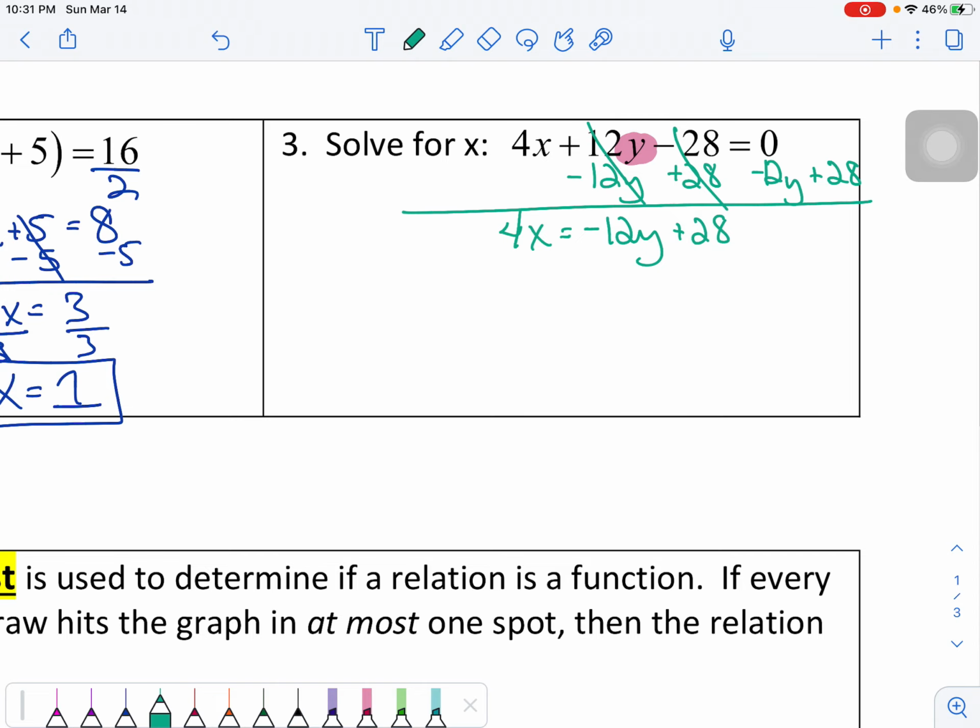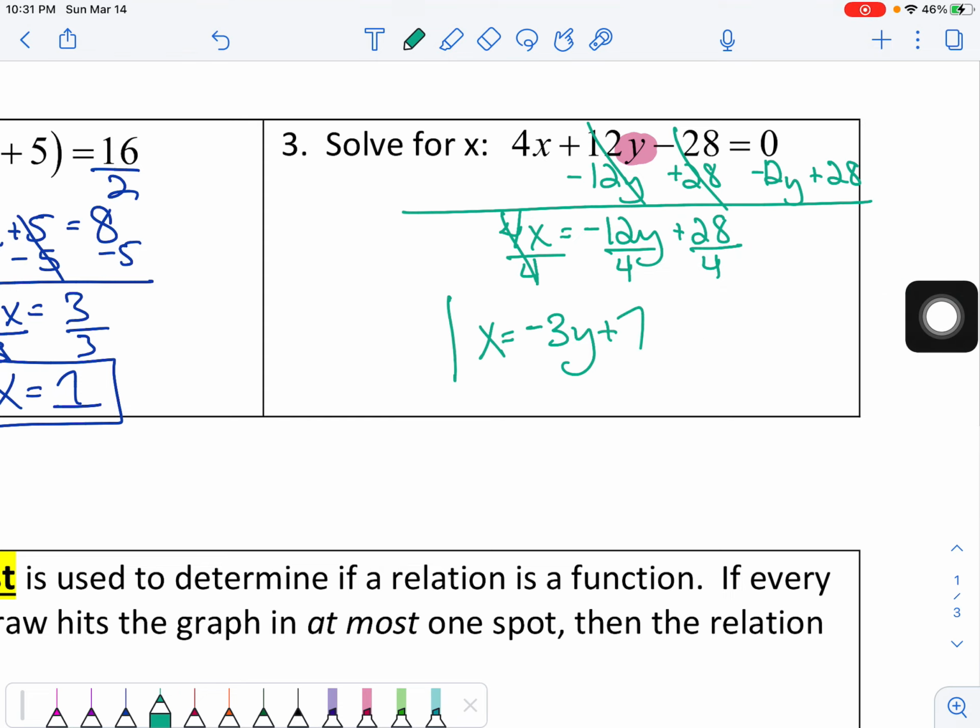Now, x is not completely solved yet because x is not by itself. So what's attached to x is a 4, and it's being multiplied, so 4 times x. So the opposite operation to multiplication is to divide. But if I divide, I need to divide everything by that 4. So let's see. Negative 12 divided by 4 would be negative 3y. And then 28 divided by 4 would be plus 7. So that's solving for x.